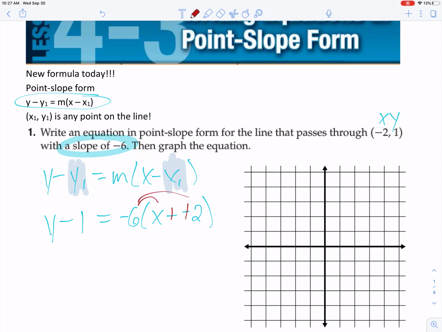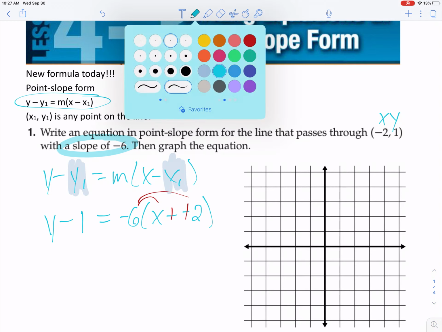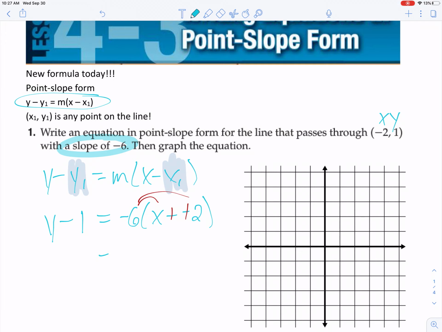What you're going to do here is simplify this until you end up in slope-intercept form. So I'm going to start by distributing, -6x minus 12, like so. Next I'm going to add the 1. That would be your equation.